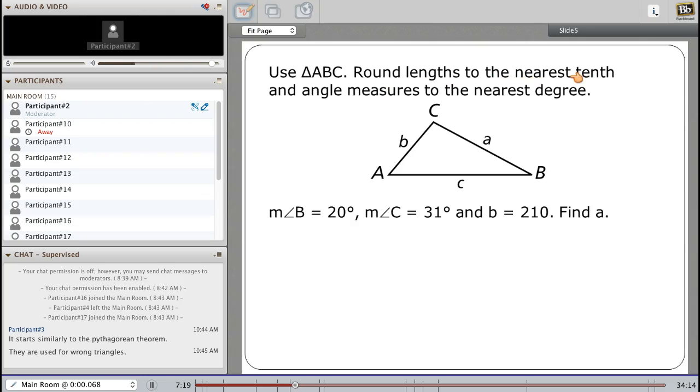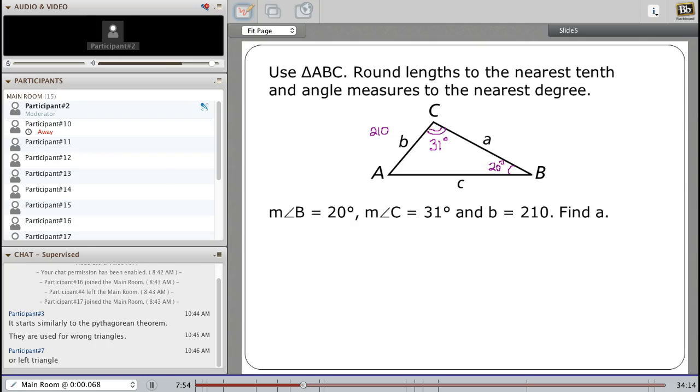All right, so we want to round the lengths to the nearest tenth and angle measures to the nearest degree. All right, so let's label the triangle. Let's see what we have here. We have angle B right here, that's 20 degrees. We have angle C right here, that's 31 degrees. And we have side B, which is 210. Okay, find A. Oh, and I should put 2 arcs there. Now in this case, it's just asking us to find A.